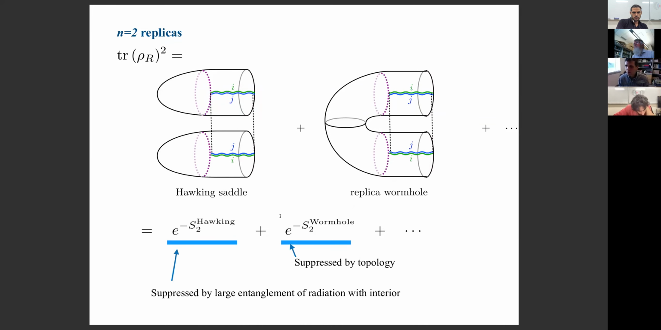This is a tiny effect. So how can this possibly change anything? Well, the answer is that the first contribution here is suppressed by the large entanglement of the radiation with the interior. It's important here that we're not just calculating gravitational actions, we're also including the matter effects. And when you include the matter effects on this Hawking saddle, there's a contribution that comes from the entanglement of the matter fields between interior and exterior. And that suppresses this.